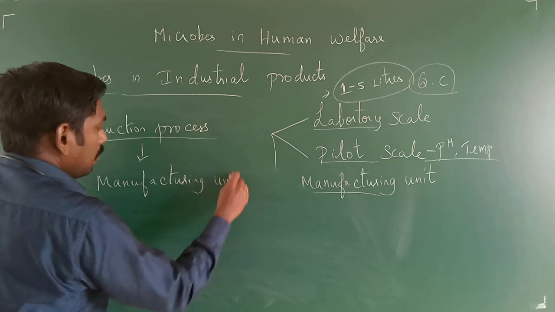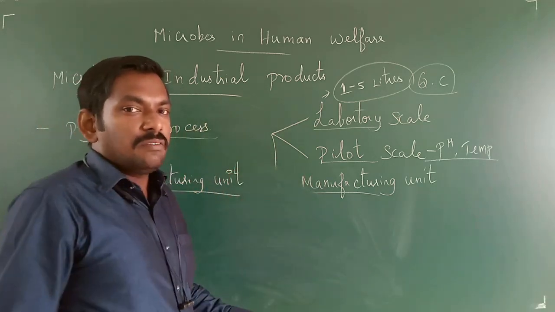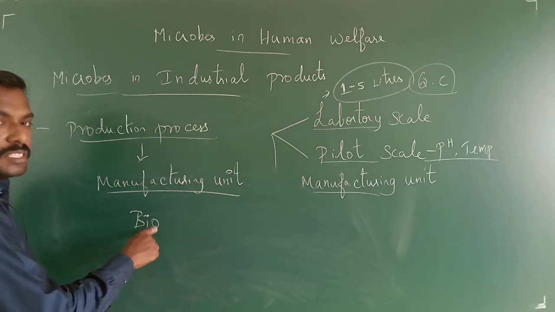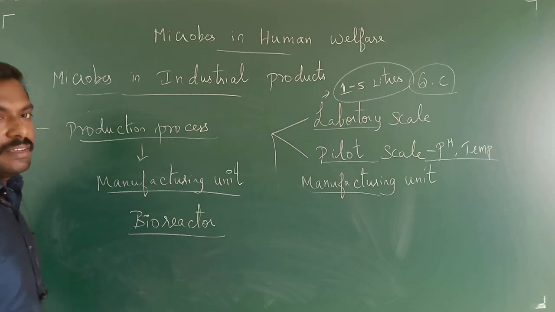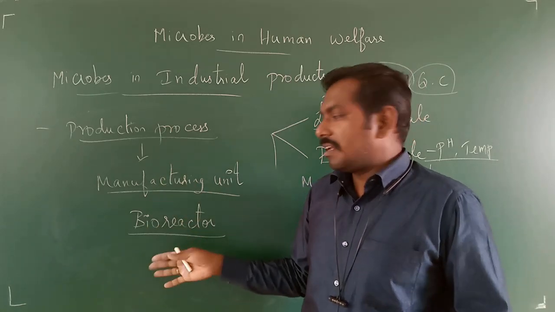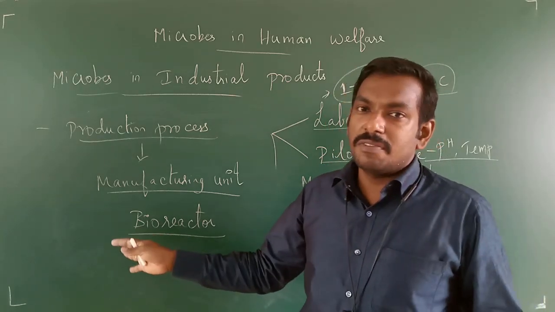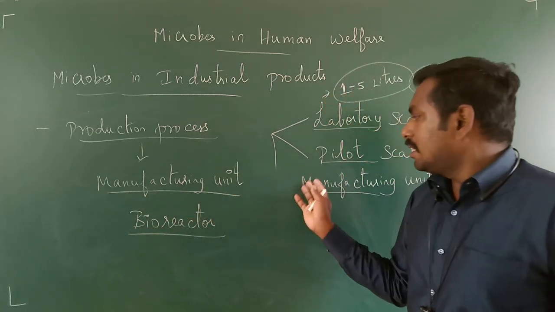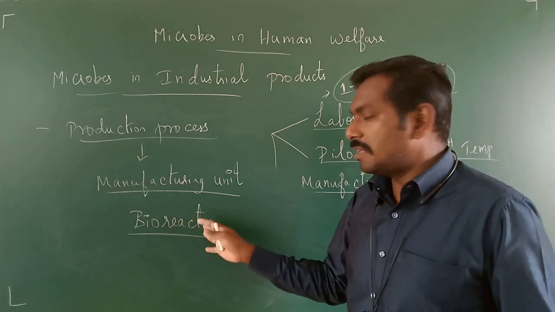In the manufacturing unit, the process is done in a large scale volume container, which is called the bioreactor, right? You might have read about this bioreactor in your biotechnology lesson. You will have the stirred bioreactor or the continuous fermenter. Those types of bioreactors you might have studied. So in the bioreactor, they use the raw materials and produce the product in volumes.